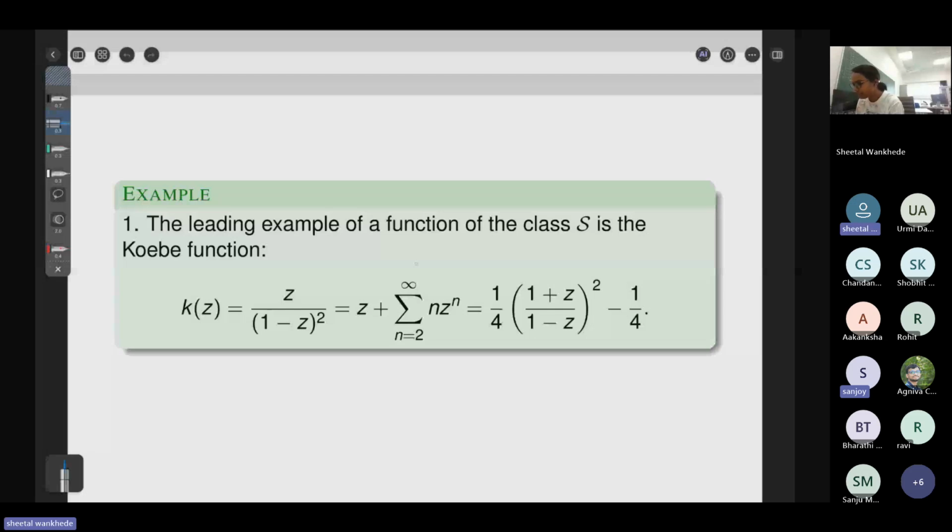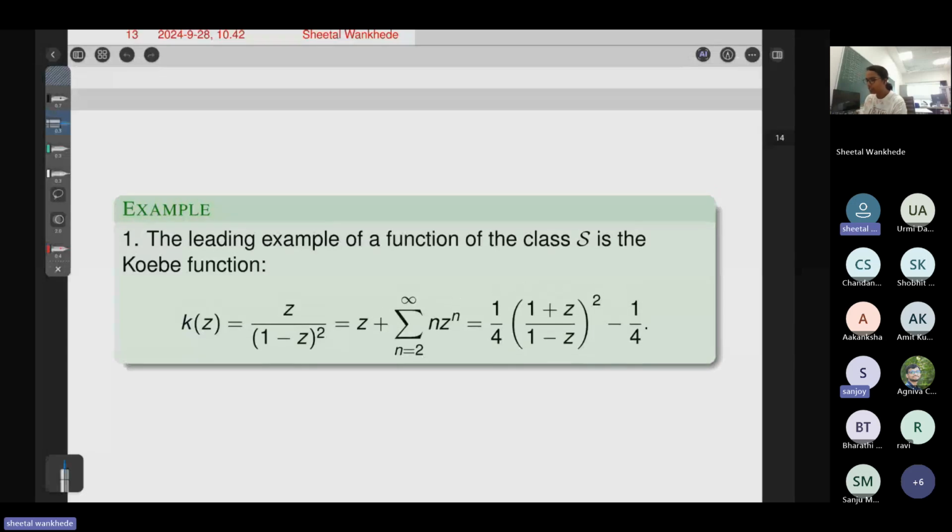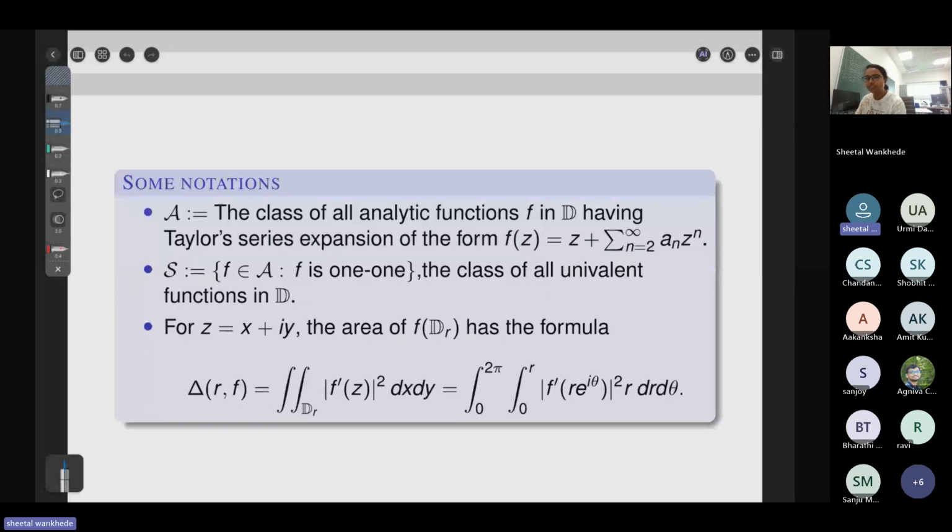Sheetal, can you please show me the previous slide? I just missed that actually. Okay, this one? No, just the previous of this. The previous of this slide?